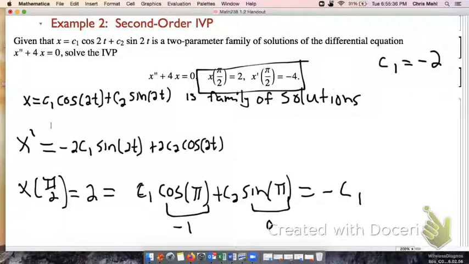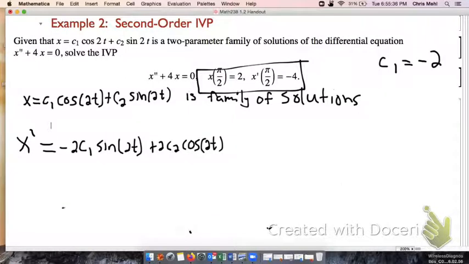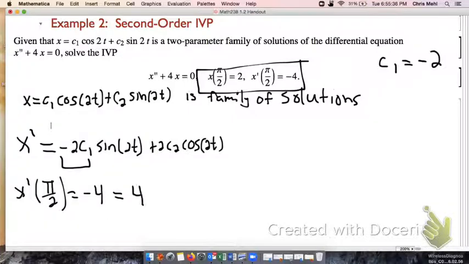Now, I know that c sub 1 is negative 2, so you can use that when you use your second condition and plug that into the first derivative. So you know that x prime of pi over 2 is equal to negative 4, but I now know that that has to equal, so c sub 1 right here, I'm going to find this first. c sub 1 is negative 2, so I get 4 sine of pi plus 2 c sub 2 cosine pi.